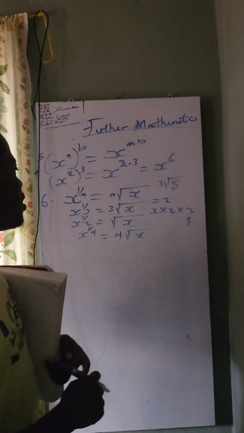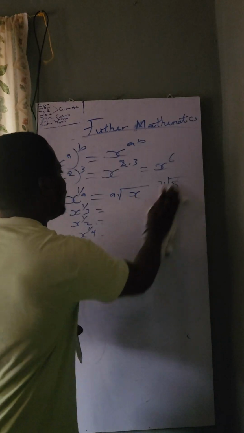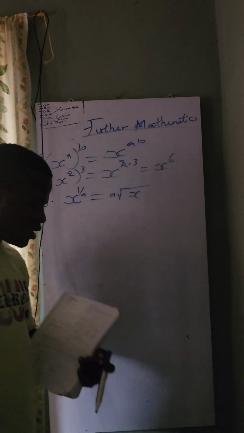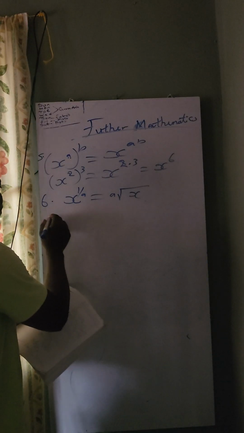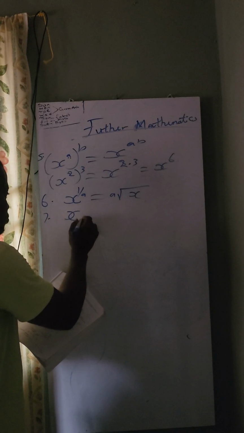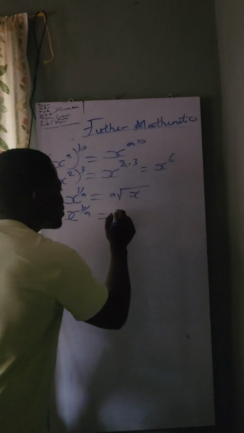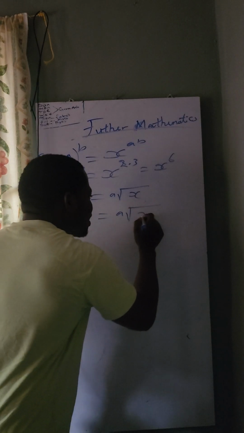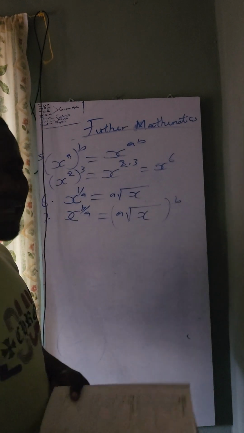I hope you guys are with me. Okay, now that's for fractional indices. Now the last law we're talking about under this aspect here: if you're having x raised to power b over a, this will equal the a-th root of x, then raised to power b.